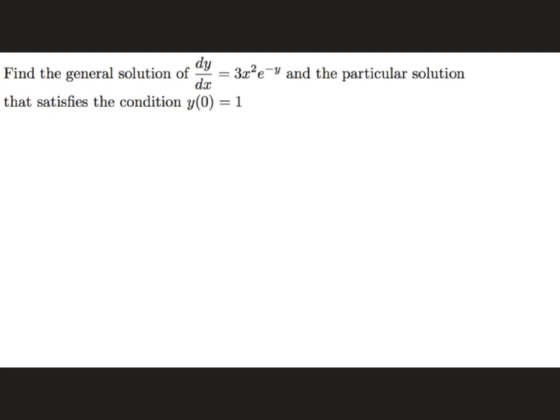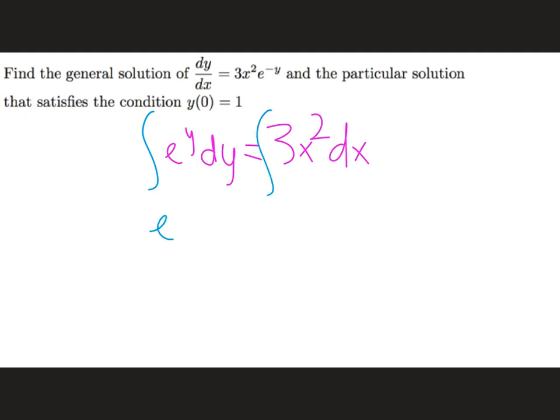Find the general solution and the particular solution. So first thing I'm going to do is get the y's together. So that's e to the y dy, because that's 1 over e to the y. And then get the x's together, 3x squared dx. Now let's go ahead and integrate both sides. So that's going to be e to the y, just like on the previous problem, and x cubed plus some sort of constant.